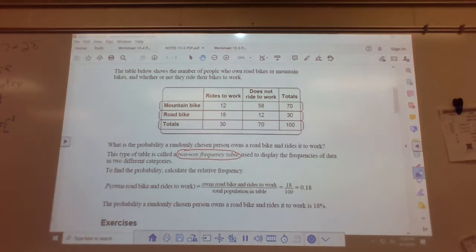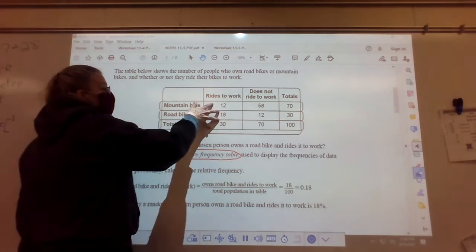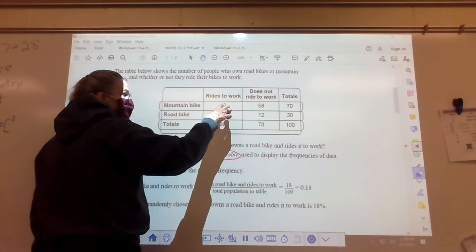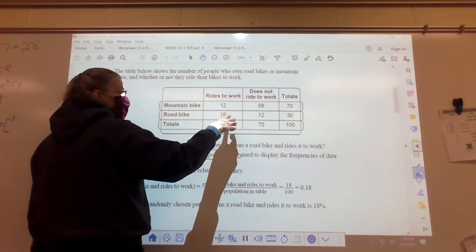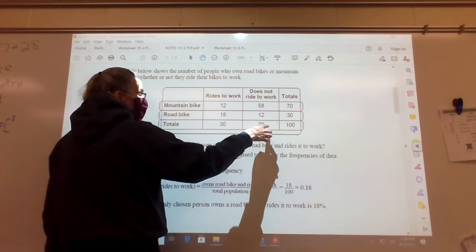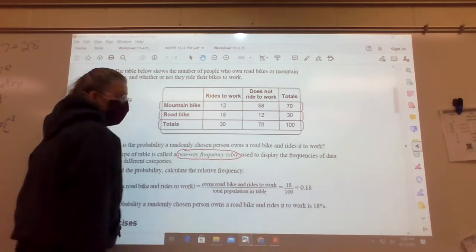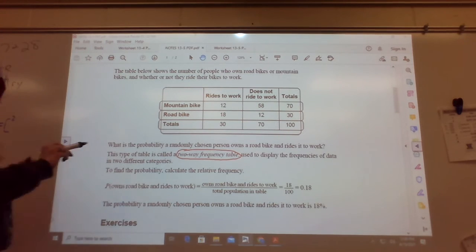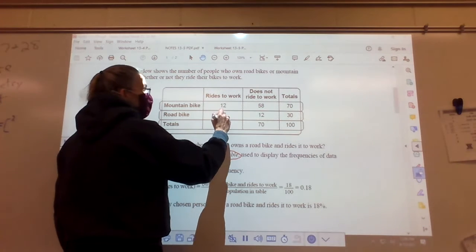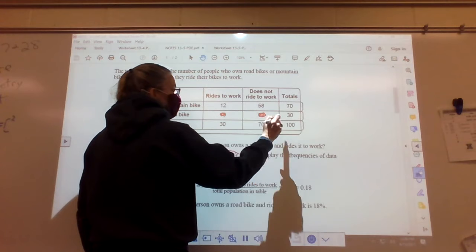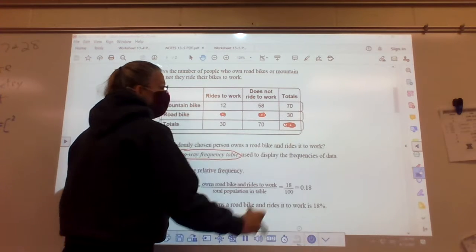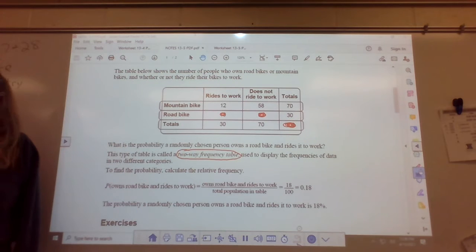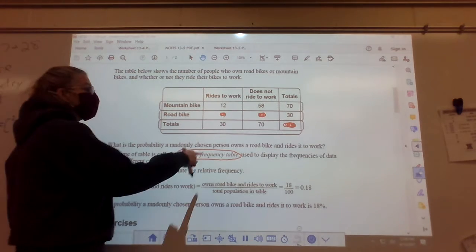Now notice on this chart, the numbers add up to get your total. So 12 plus 58 is 70, 18 plus 12 is 30, 30, 70, 100. It also adds up this way. So sometimes on the state test, they'll give you a chart like this, but they won't give you some of the numbers. They might leave this one out, maybe this one out, maybe this one out. So they'll leave some blank spots, and then you have to fill them out. And like I said, fill them out kind of using the totals.